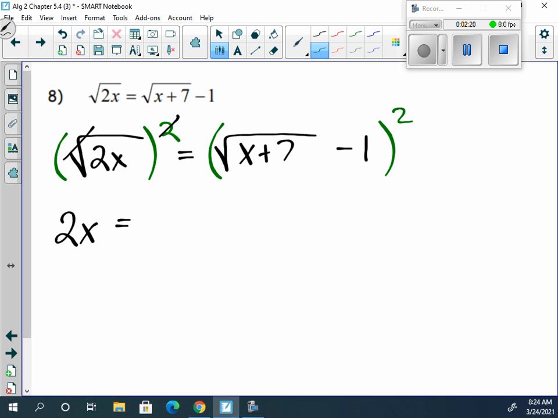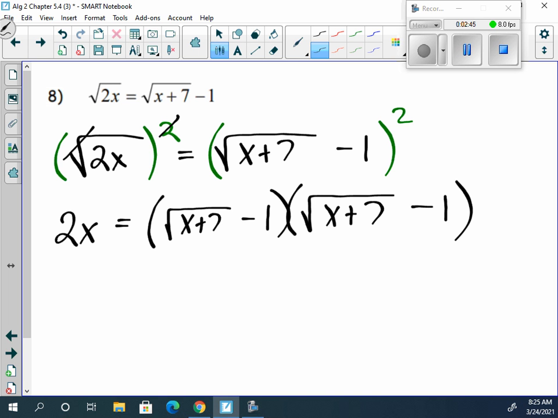Now look at the right-hand side. I don't just have the square root anymore, do I? No, we have the square root of x plus 7 minus 1, yes? What this is really saying is I have square root of x plus 7 minus 1 times the square root of x plus 7 minus 1. So we have to multiply all the way through.